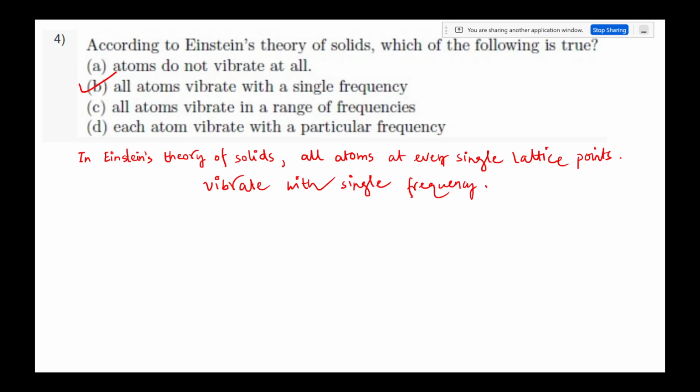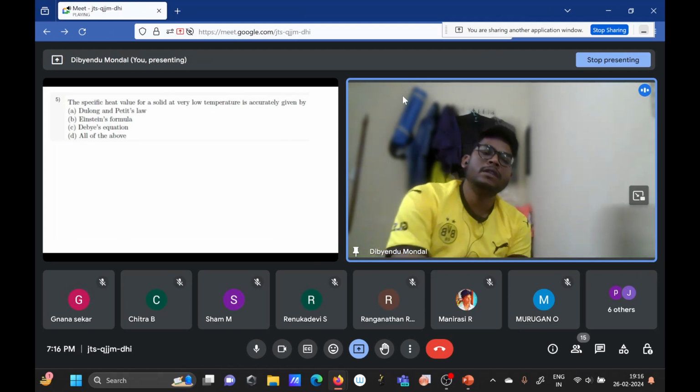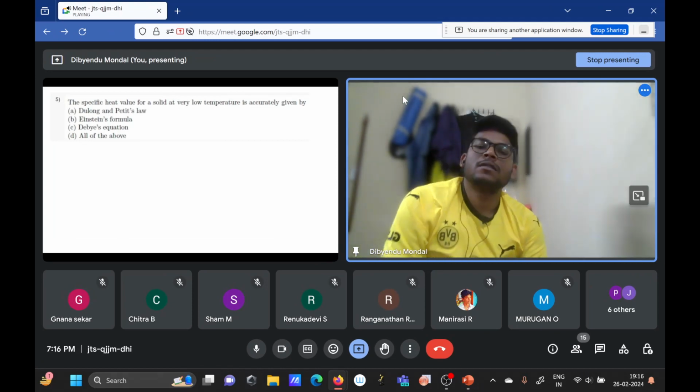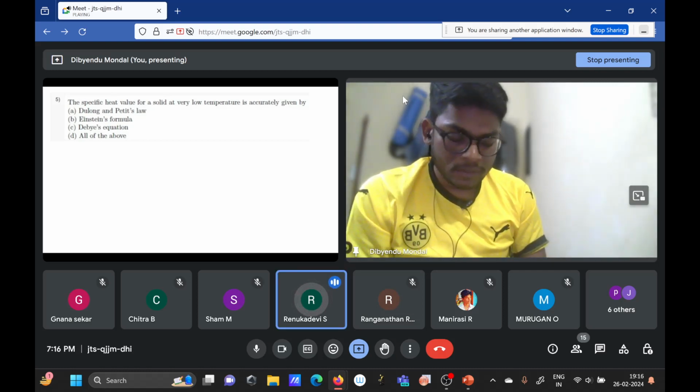Okay. So next problem: the specific heat value for a solid at very low temperature is accurately given by option A, Dulong and Petit's law, option B, Einstein's formula, option C, Debye's equation, option D, all of the above. Which one is correct? If you have gone through the lectures, then this is just a cakewalk, right? Sir, Debye equation at low temperature, Debye equation, sir.